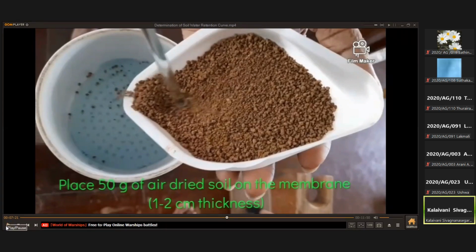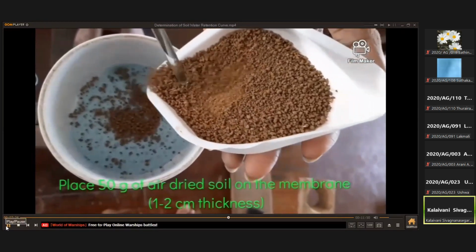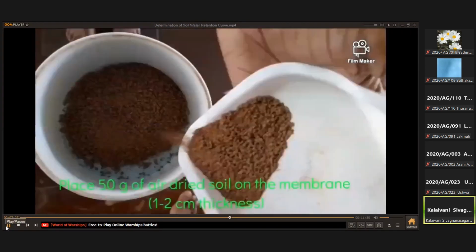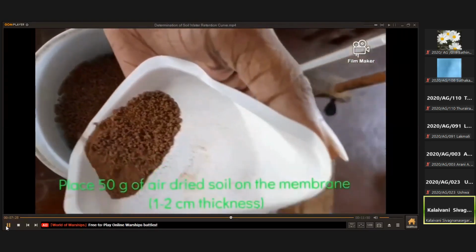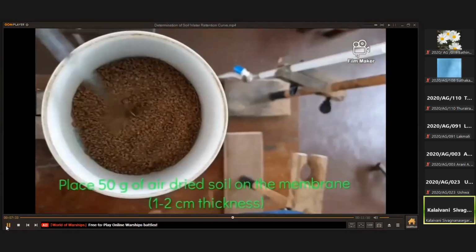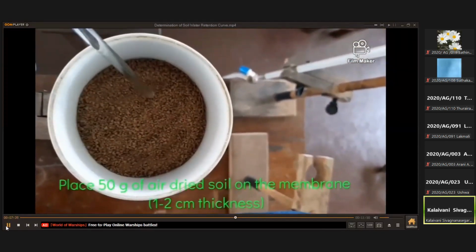Then you can observe. They are mentioning about 50 gram, but in our procedure we will get that weight after some steps, so I will tell that part later.